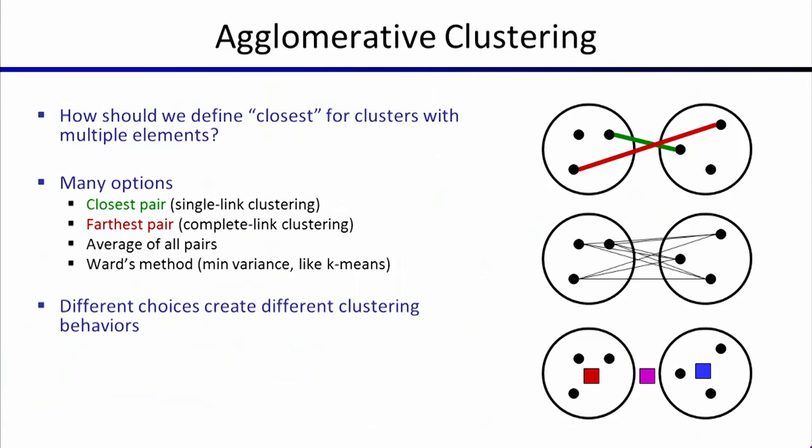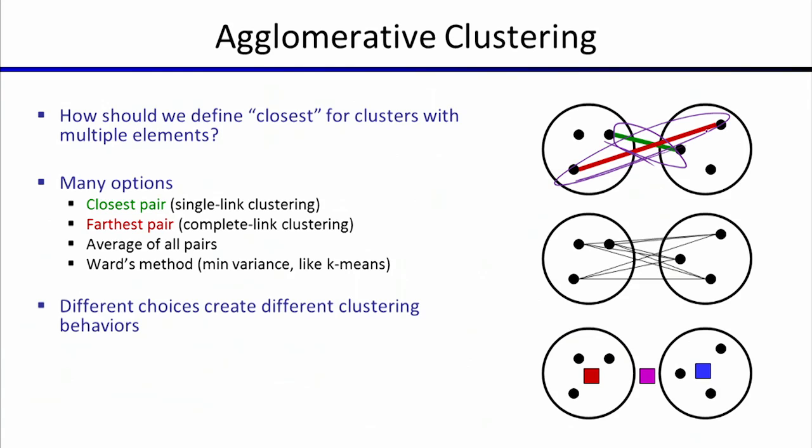Now, the key thing here is, what does it mean to say whether two clusters are close, right? 2 points is easy. You gave me a similarity function. If you give me a bad similarity function, you get bad clusters, right? But here, let's say I've got 3 points in one cluster and 3 points in another. How close are these two clusters? Well, there's a lot of options. You could take the closest pair, that's shown here. You could say 2 clusters are close if they've got any points in them that are close. They could be close if they have the farthest pair.